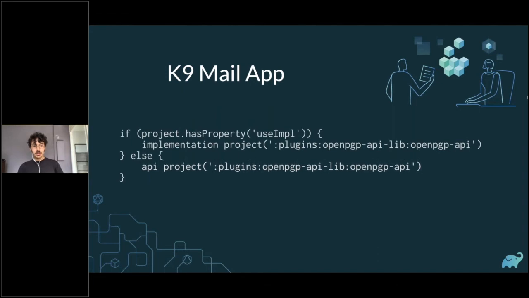So what can we do, right? Going back to this tool of using Gradle flags, in this case, we're just going to use a Gradle property. And in this case, we just call it use implementation. So when this Gradle property is enabled, we use implementation. Otherwise, we use API.